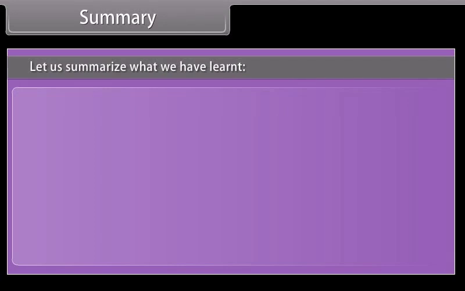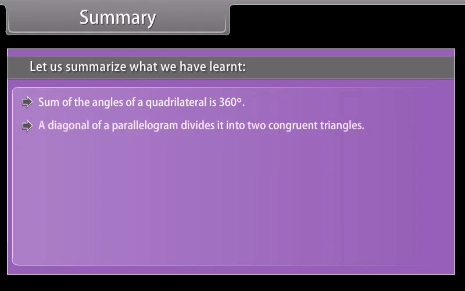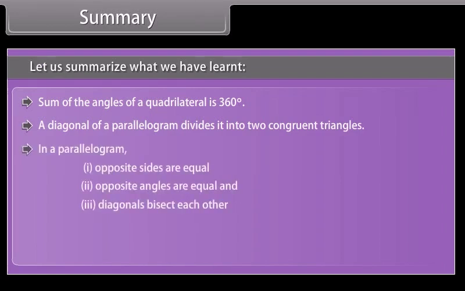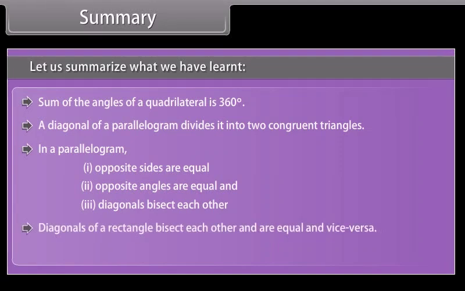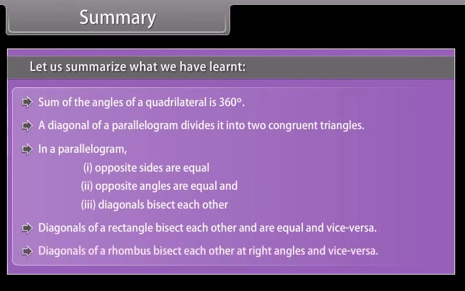Summary. Let us summarize what we have learned. The sum of the angles of a quadrilateral is 360 degrees. A diagonal of a parallelogram divides it into two congruent triangles. In a parallelogram, opposite sides are equal, opposite angles are equal, and diagonals bisect each other. Diagonals of a rectangle bisect each other and are equal, and vice versa. Diagonals of a rhombus bisect each other at right angles, and vice versa.